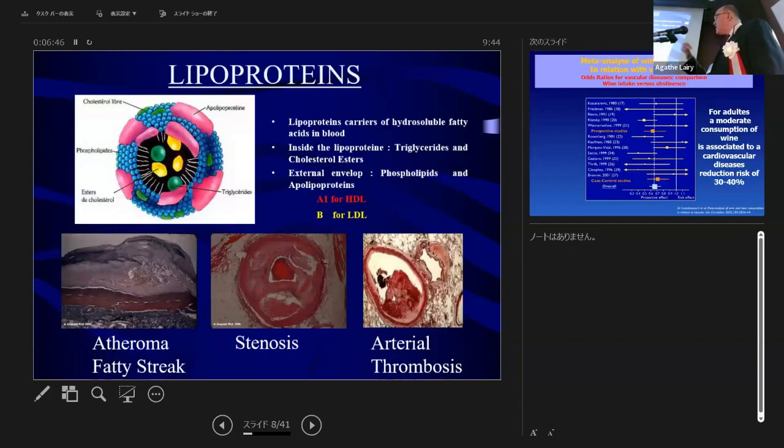What is important is that at the end, with time, when we are aging, all of us, we can see here a fatty streak, atheroma, for example. Then we can also have, in some cases, stenosis, and you can see the reduction of the lumen inside the vessel, or arterial thrombosis that can happen with time. This is a type, in fact, of thing that can happen when we take some age.